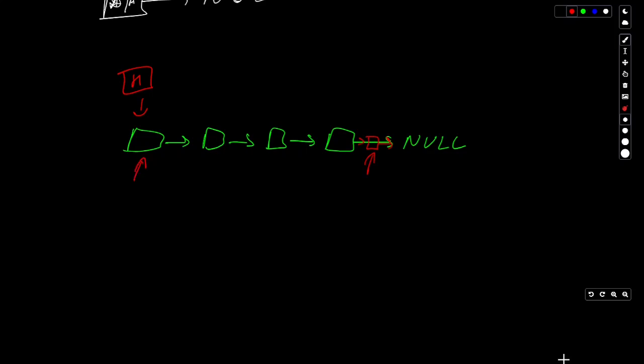We will have a temp, a pointer as temp, and we will be increasing temp's value until we reach a point where, if temp is pointing towards this node and this node's next is equal to null, that means we are at the end.